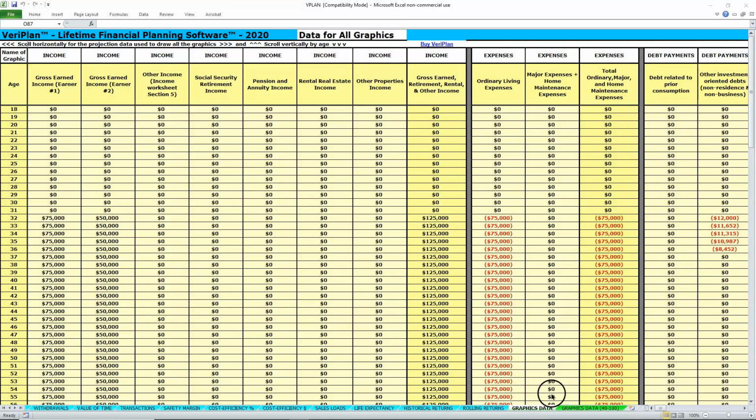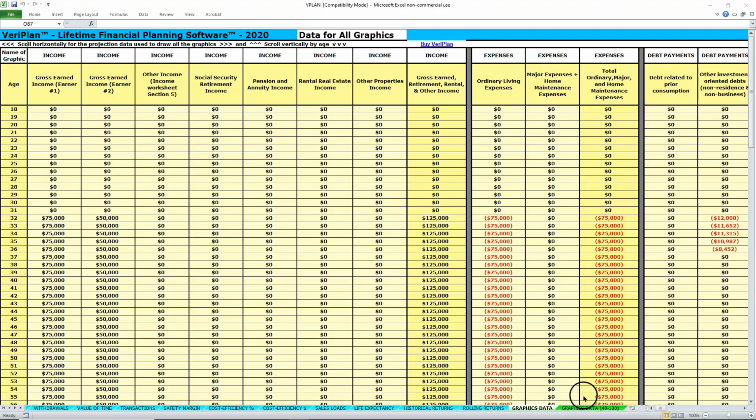With the far right green-colored tabs, VeriPlan provides a consolidated spreadsheet with all of the data used to draw VeriPlan's blue-tabbed graphics. If you wish to make numerical comparisons between your different VeriPlan projection models, this is where you will find the number series for all of VeriPlan's output graphics. You will note that there are 2 data worksheets. These 2 data worksheets are the same with one exception.